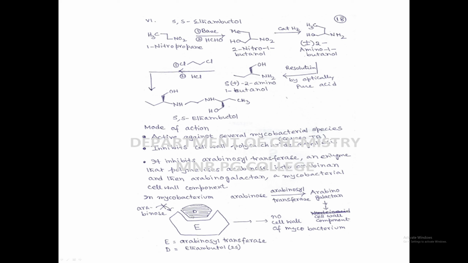interacting with the active site of arabinosyl transferase, then there is no chance of arabinose coming here, and there is no scope for the polymerization of arabinose. So if there is no polymerization of arabinose, then there is no question of synthesis of arabinogalactane. So the cell wall cannot be formed, or if at all it forms for the mycobacteria, the cell wall will be defective. So if the cell wall is defective, then the bacteria will die.